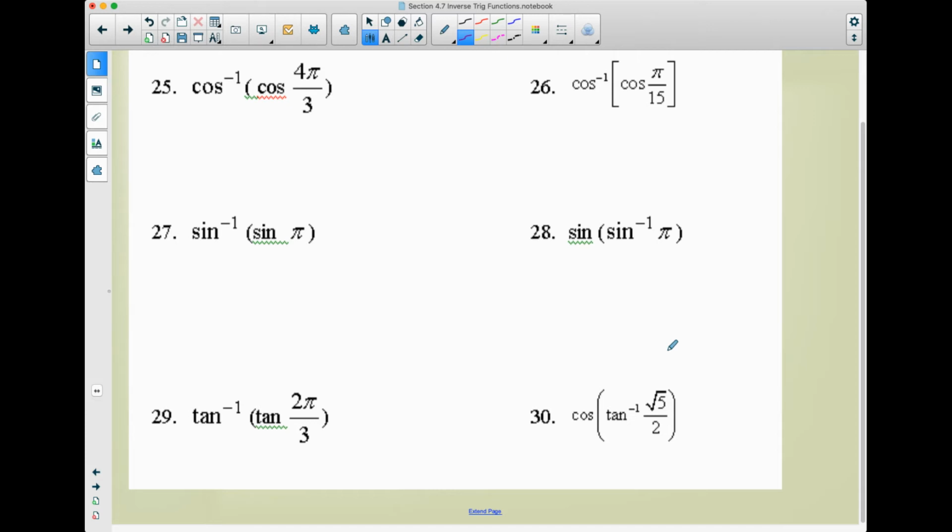Alright, so 4 pi over 3. So we've got 1/3, 2/3, 3/3, so we're down here at 4/3. So what is cosine down at 4/3? Negative 1/2. And where is cosine negative 1/2? Negative 1/2? What'd you say? Okay, I thought you said just pi over 3. My fault.